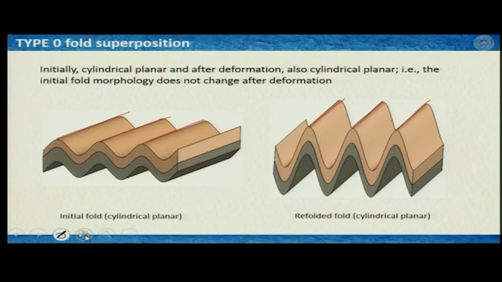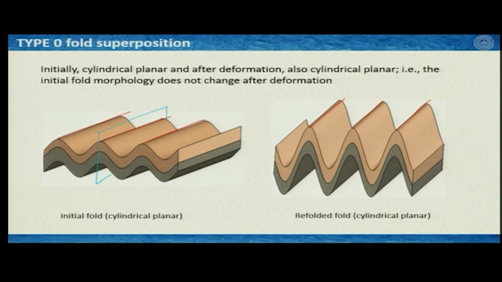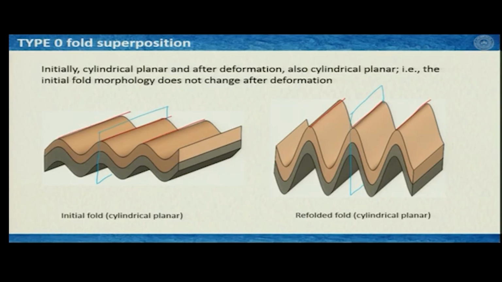If I consider the axial planes, I just draw one here. This is the axial plane of this fold. It was a straight plane, and here it is also very much straight. So, therefore, this is plane cylindrical superposition, and this is type 0 fold superposition.